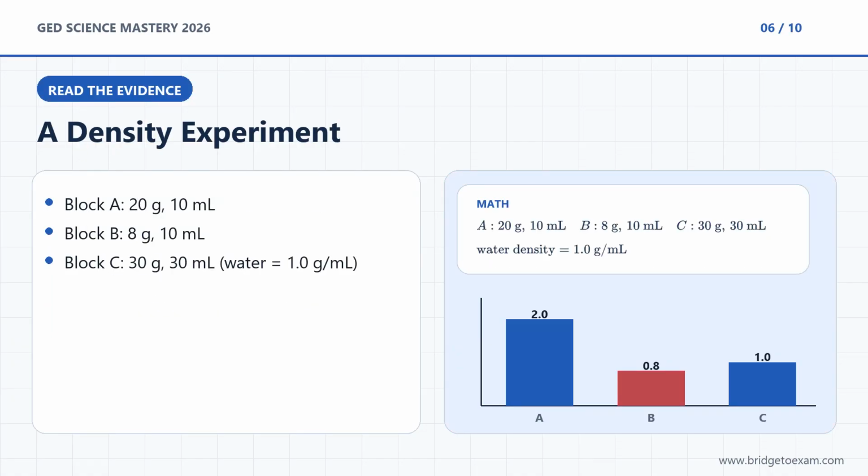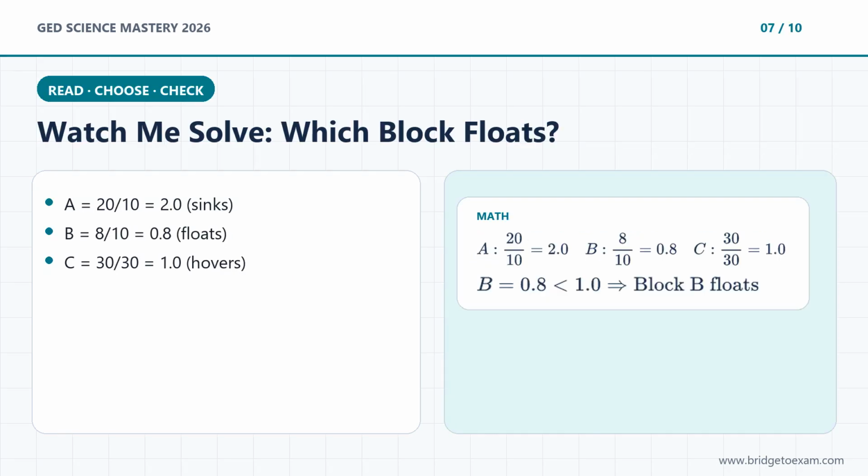Let's read a real GED-style experiment. A student measured the mass and volume of 3 solid blocks, then tested each one in a tank of water whose density is 1.0 grams per milliliter. Block A has a mass of 20 grams and a volume of 10 milliliters. Block B has a mass of 8 grams and a volume of 10 milliliters. Block C has a mass of 30 grams and a volume of 30 milliliters. Look at the bars. They show each block's density, which we will calculate in a moment, and compare with water's 1.0. Let's compute and decide. Find each density and predict which block floats.